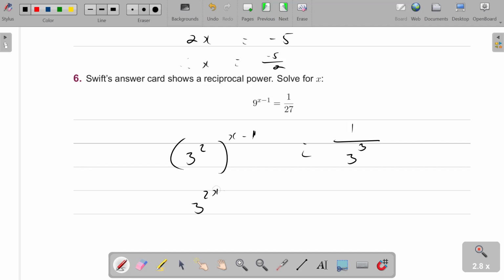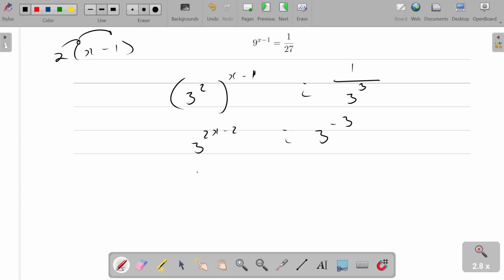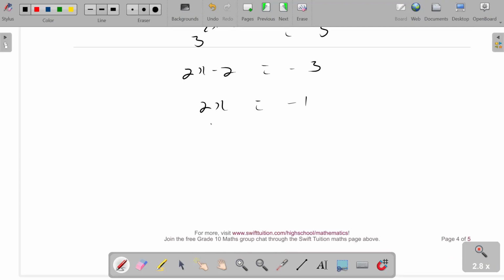That'll be 3 to the power of 2x minus 2. Again, I'm doing 2 multiplied by x minus 1 and distributing throughout. And that is going to be equal to, I bring the 3 to the top, and that makes it 3 to the power of -3. I equate the exponents. That makes it 2x minus 2 is equal to -3. I bring people around. That's 2x is equal to -1, and I divide by 2, and that gives me x is equal to -1/2, and that is not the right answer.